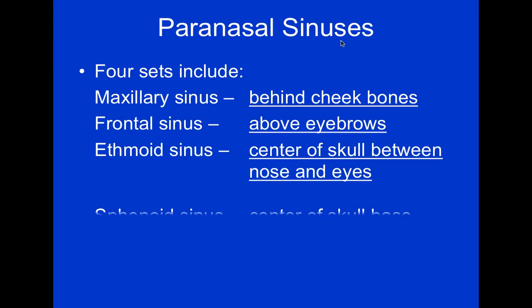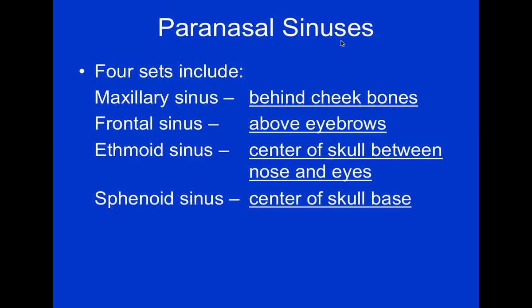The ethmoid sinus is a little bit difficult to describe. Basically, if you take a line right down between your nose and eyes, and then between your ear, where that would intersect would be your ethmoid sinus. And then your sphenoid sinus is the center of the base of the skull. So it's kind of towards the back. It's a little bit further. It's not all the way to the back, but it's kind of more in the center of the skull.